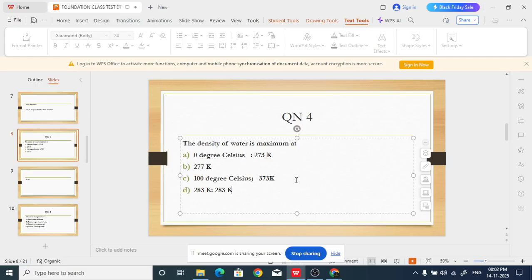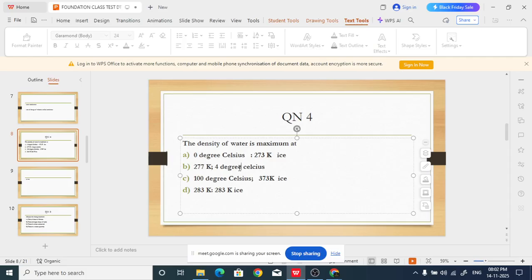277 Kelvin is a little more than 0 Celsius. It is 4 degrees Celsius. 0 degree Celsius, water will become ice. This is ice, this is still ice, but then it's still cold, whereas this is actually 277. 273 is ice. Density, it is 4 degrees Celsius.